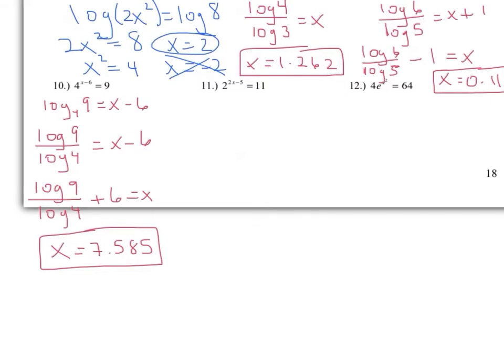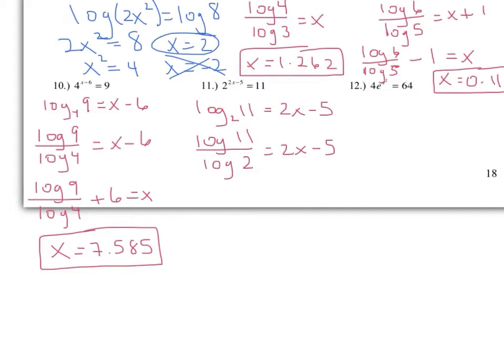Number 11 again is pretty similar to what we've been working on. It's maybe a few more steps to finish up, but you start the same exact way. So we're going to rewrite it as log base 2 of 11 is equal to 2x minus 5. I'm going to use the change of base formula. So log of 11 divided by log of 2 is equal to 2x minus 5.